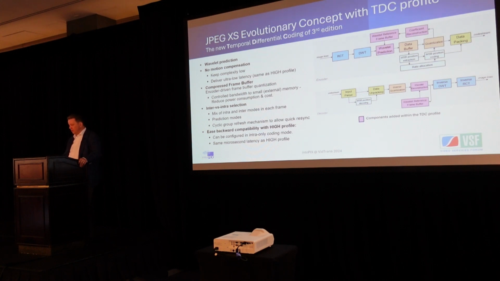And then during the operation, you've got an inter versus intra selection going on, a mix of the intra and inter modes in each frame, going through the prediction modes, and then the cyclic group refresh mechanism to keep the encoder and decoder synchronized. But as always, the other key point on that previous slide, which I probably forgot to highlight, is that with JPEG, you can't leave anything else behind. You've got to be backward compatible to all the previous stuff. Same thing here. If you've got a TDC profile running, it will see and accept a high profile stream coming at it.